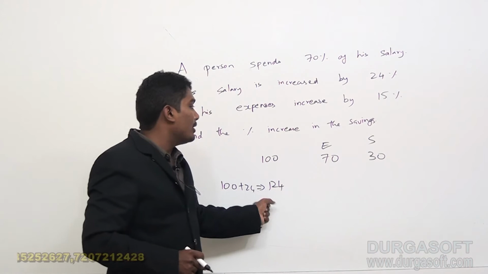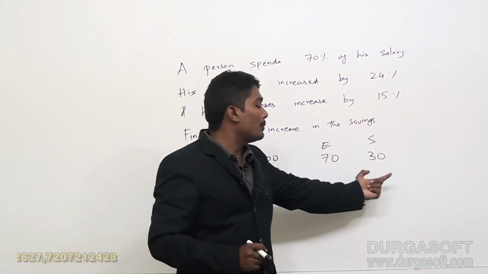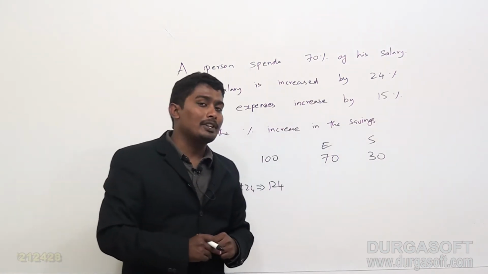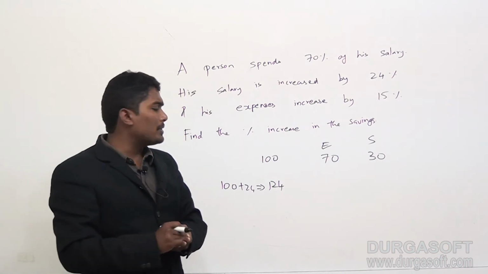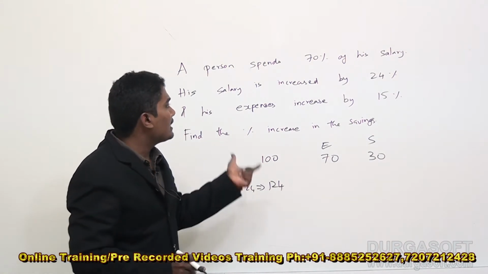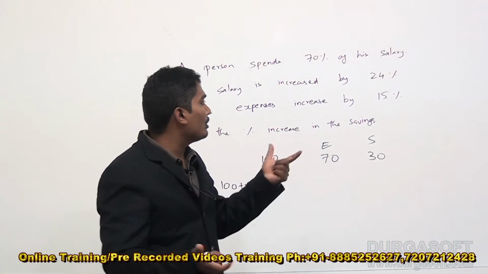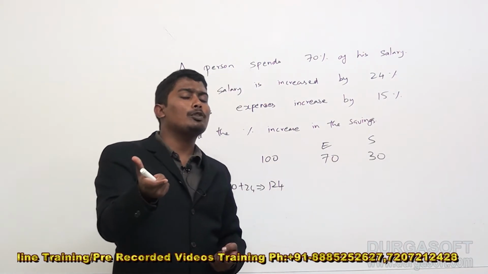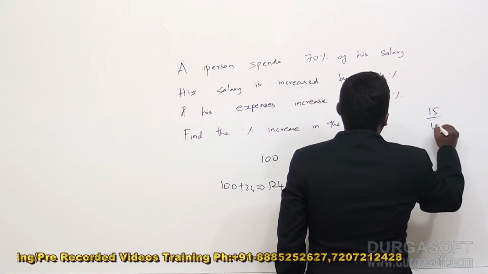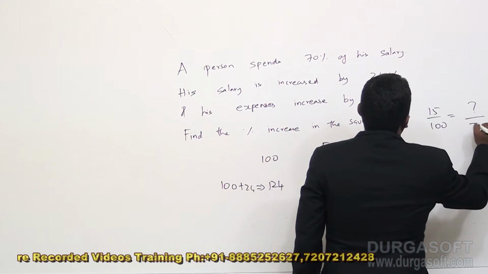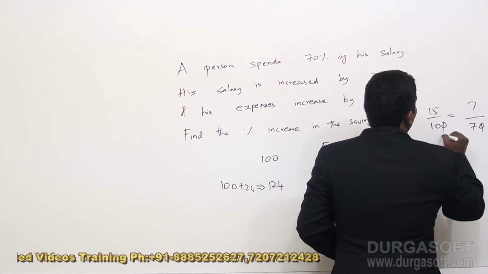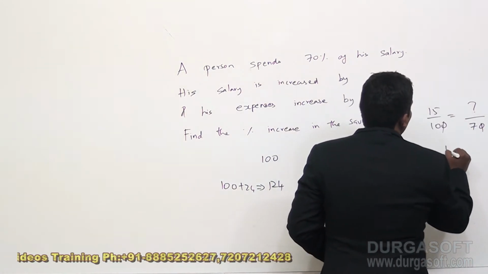Among this 124 rupees, some amount he'll spend, some amount he'll save. His expenses increase by 15%, which means I cannot write it as 70 plus 15, 85. Percentage is always relative. So 15 out of 100 should be the same as which amount out of 70? 15 into 7, 105 by 10, which is 10.5 rupees.